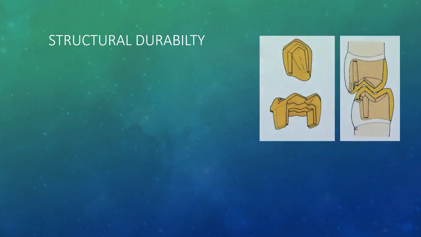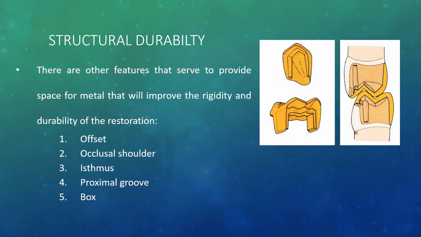Structural durability. There are other features too that serve to provide space for metal that will improve the rigidity and durability of the restoration. That is the offset, occlusal shoulder, the isthmus, proximal grooves, and boxes. So these are to enhance the durability, guys.